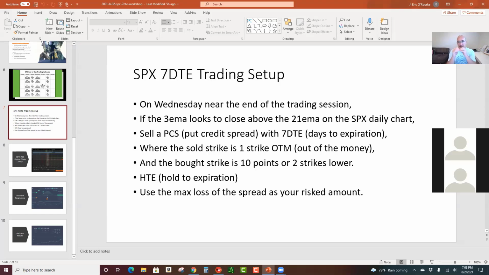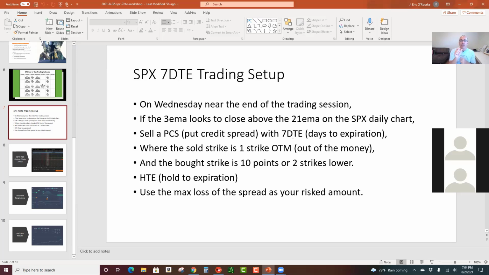It's not the day before, it's that same day. So if it looks like the 3 EMA is going to close above the 21, then you could consider taking the trade. You're going to sell a PCS, a put credit spread, with 7 days to expiration. That means it expires the following Wednesday. And you're going to do the sold strike. It's going to be 1 strike out of the money.